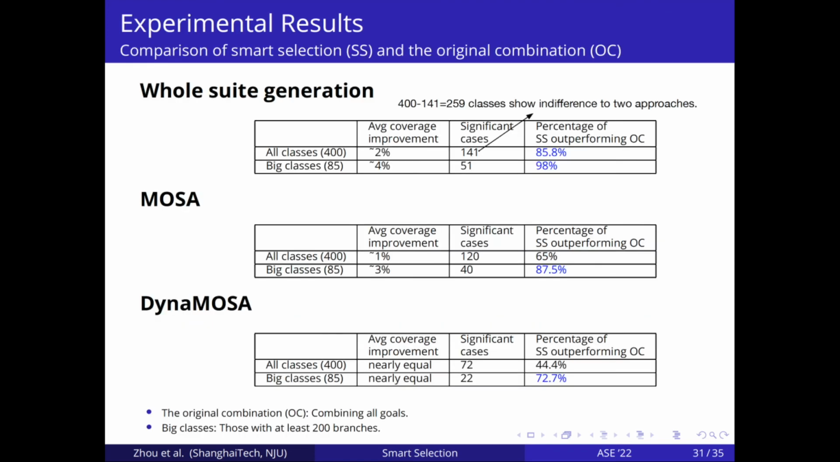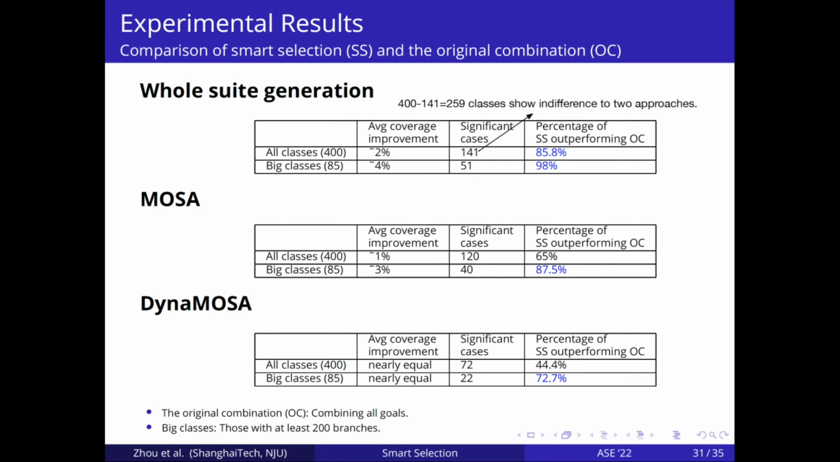The last part is a summary of experimental results. The comparison of smart selection and the original combination. The original combination is to combine all goals. We evaluate them with 3 state-of-the-art genetic algorithms: Whole Test Suite generation, MOSA, and DynaMOSA. We leverage the whole test suite generation to expand these tables.